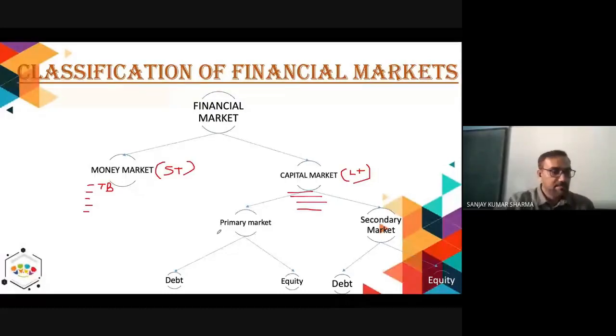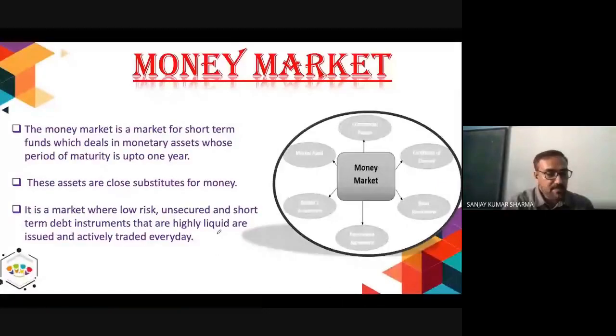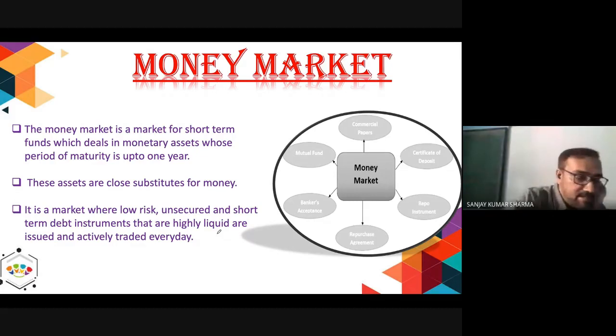Now please write money market. So what are the things which we have to understand about the money market? Just write down. Money market is that market where transactions in short-term securities are made. It means those securities where the payment period is up to 1 year.